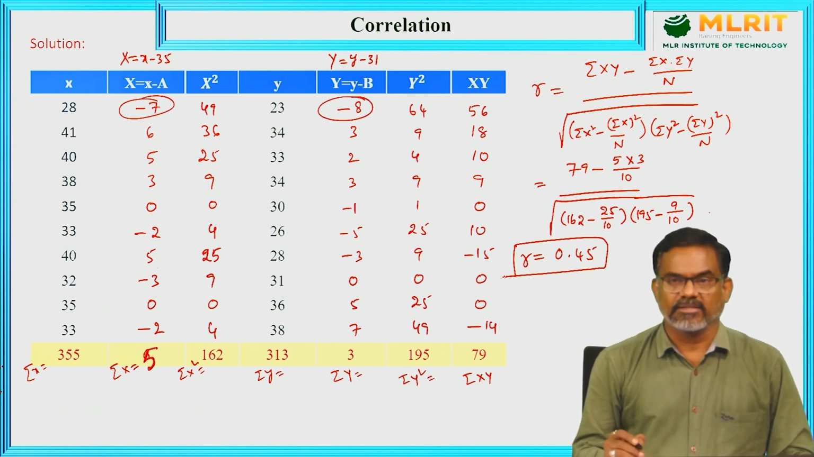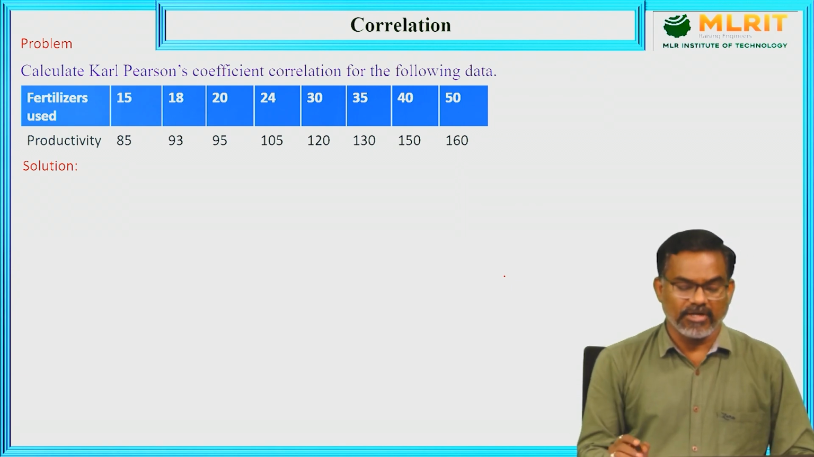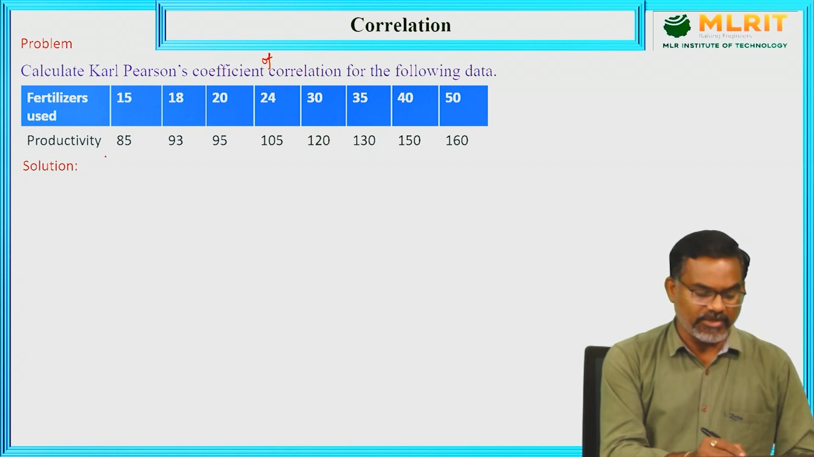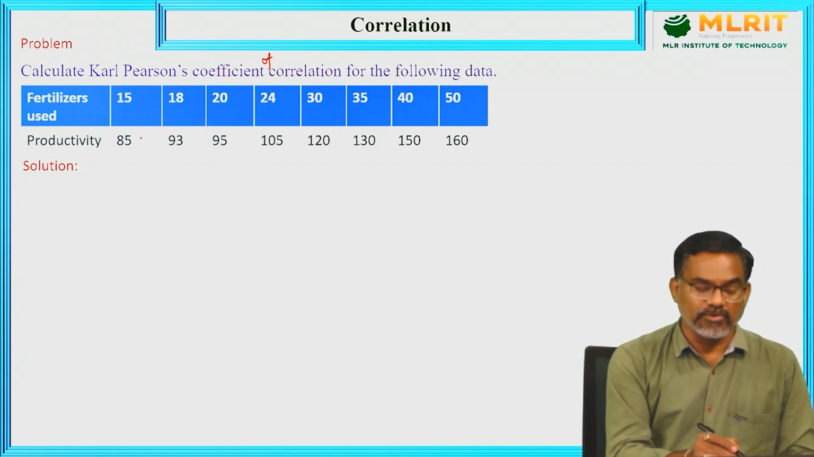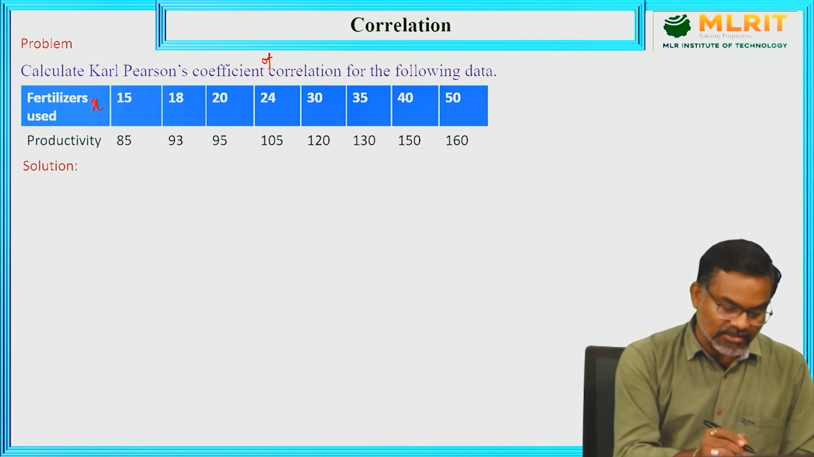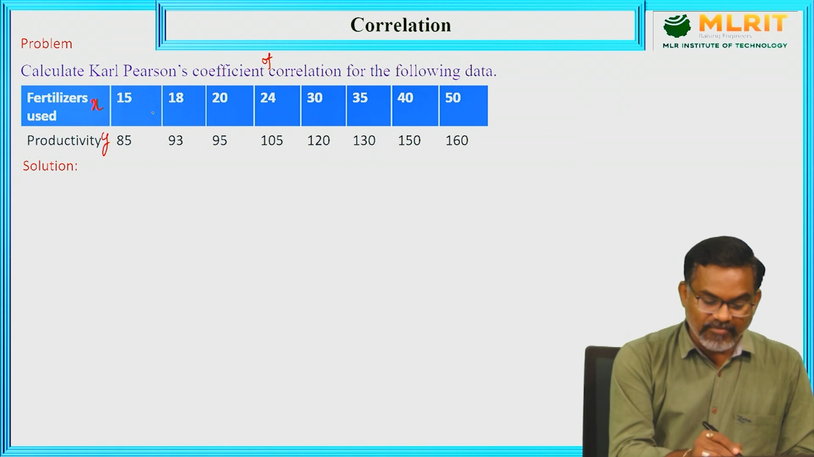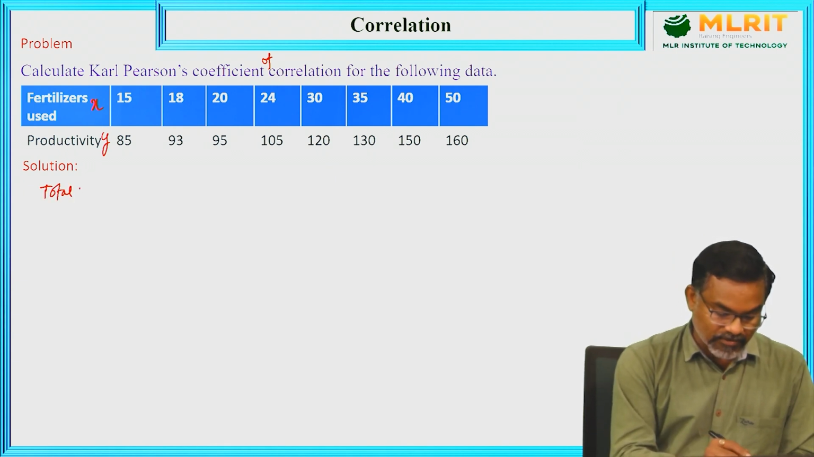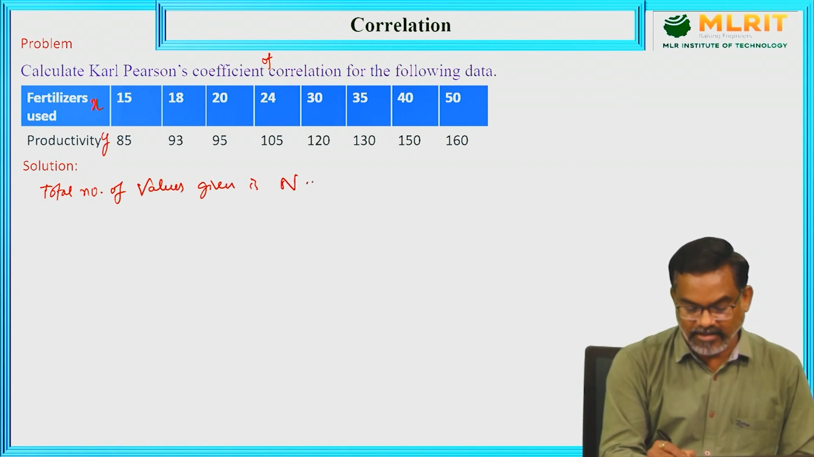Similarly, let us solve one more problem. Calculate Karl Pearson's coefficient of correlation for the following data. So, fertilizers used and productivity. The first row corresponds to fertilizers used. Let us denote it by small x and productivity by small y. Now how many values are given? 8 values are given. Total number of values given, capital N, is 8.